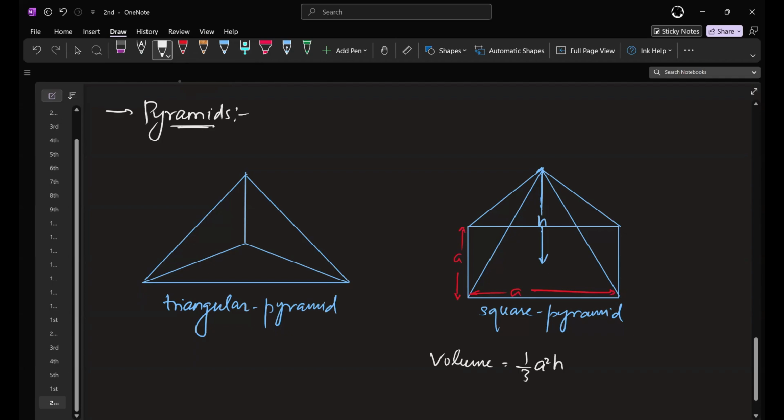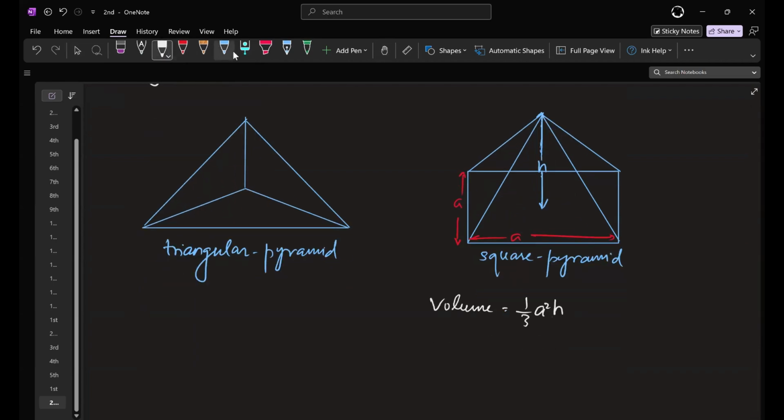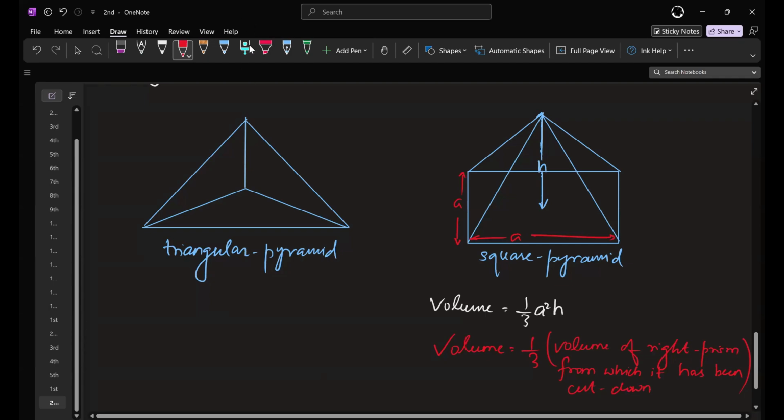Now you will ask where this has come from. So let me tell you the formula for it. Volume is basically equal to 1/3 of the volume of the right prism from which it has been cut down. Okay, let's understand the statement now.